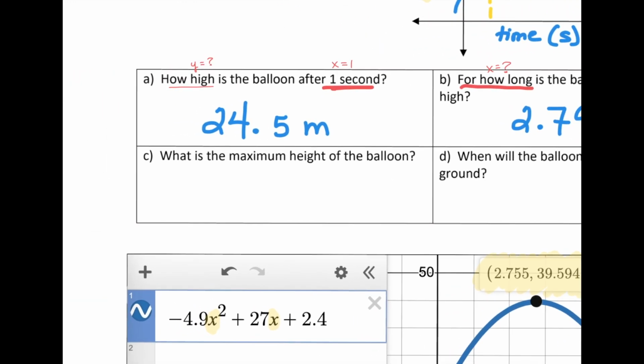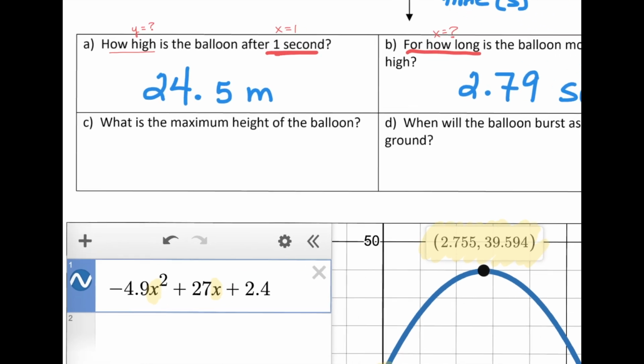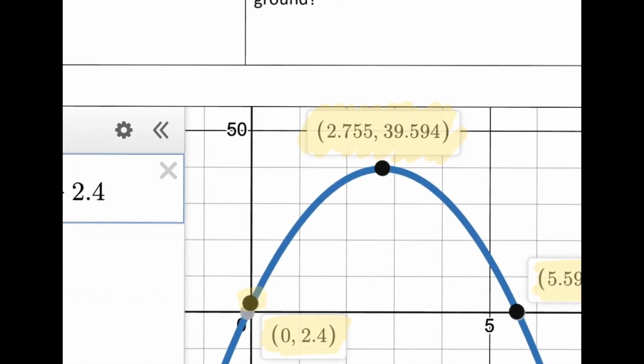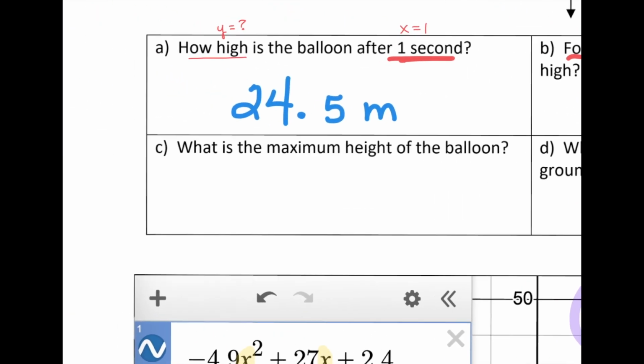Then it asks what is the maximum height of the balloon, and that's where I'm going to go back to the maximum in the graph here. Remember that your y value is the height, and so that maximum height is the 39.59 meters.